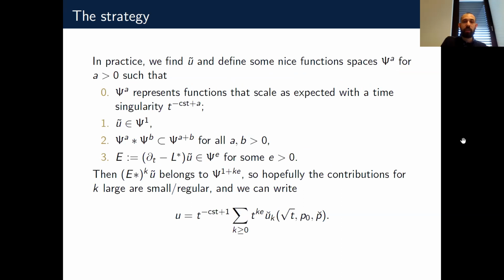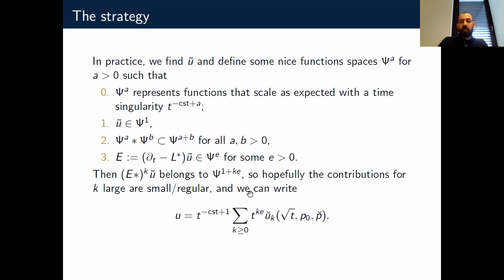So in technical terms, what I'm going to do is define some nice function spaces. That's my psi A. Psi A is a function space that encodes somehow the scalings in every direction. I want u tilde, as I said, to be well behaved with respect to the scalings, which I define as u tilde being in psi 1. I want the convolution, so this is space-time convolution, to behave well in the good scalings. So again, this is what it means for me. And I want the error to be sufficiently nice as well.